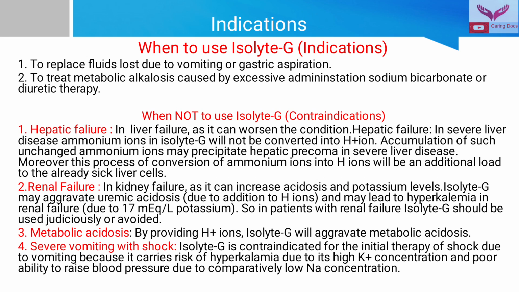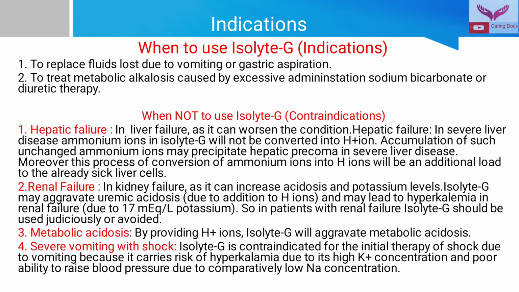Indications for the use of Isolyte G are: it is used to replace the fluid lost due to persistent vomiting or gastric aspiration, and it is also used to treat the metabolic alkalosis which is caused by the excessive administration of the sodium bicarbonate or the diuretic therapy.